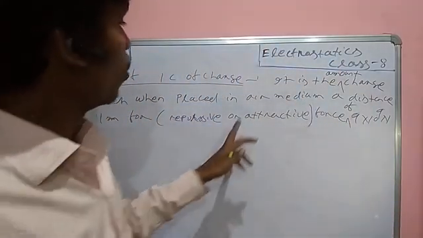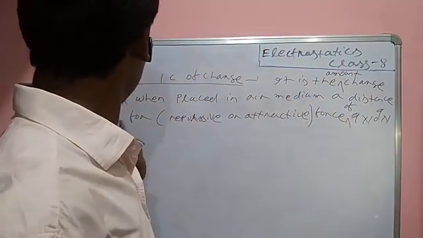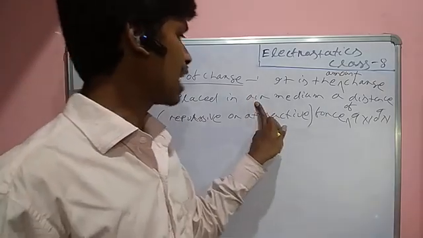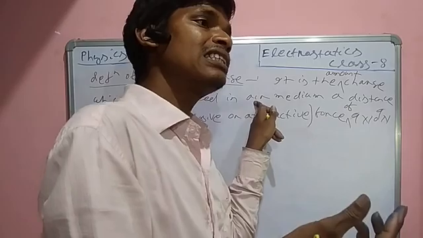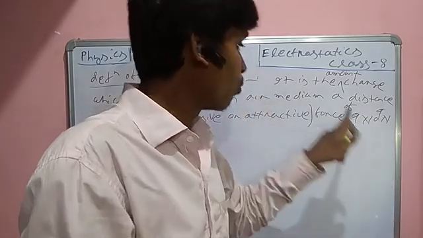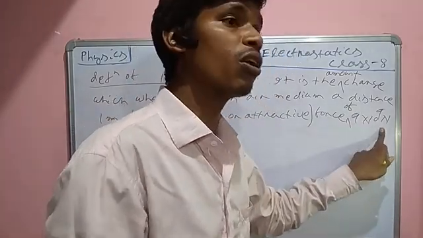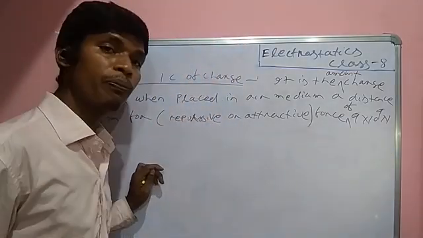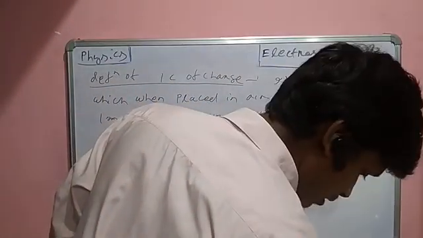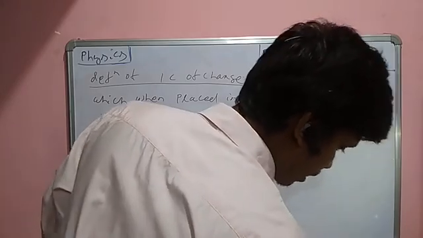Yes or no? When the distance is 1 meter and the medium is air, if the charge is 1 coulomb, then a force of 9 into 10 to the power 9 Newton must be required. So this is the definition of 1 coulomb of charge.